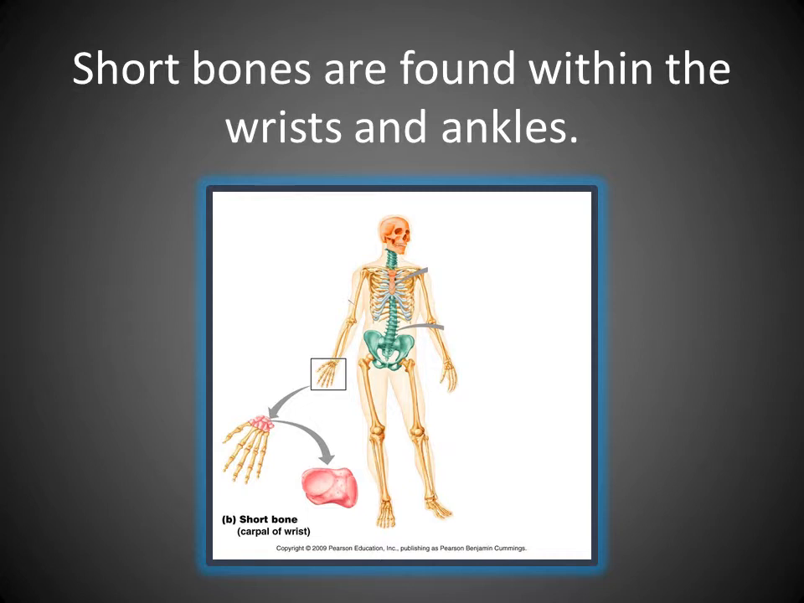Short bones, as you can tell by the name, are short and have a variety of shapes. Short bones are found within the wrists and ankles, examples being the carpals and tarsals.